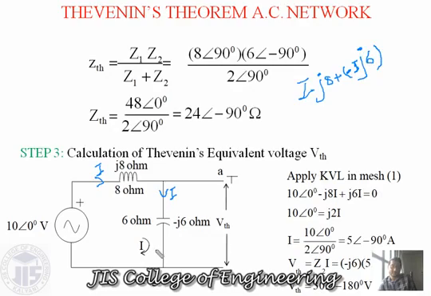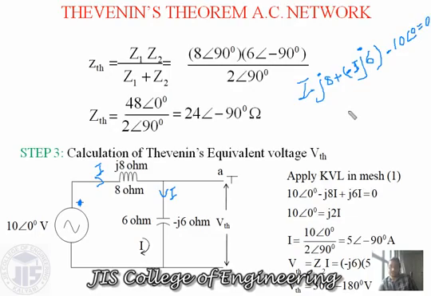j6. And as this side is positive, this side is negative. So minus our voltage source, minus Vth angle 0, the value of the voltage source.